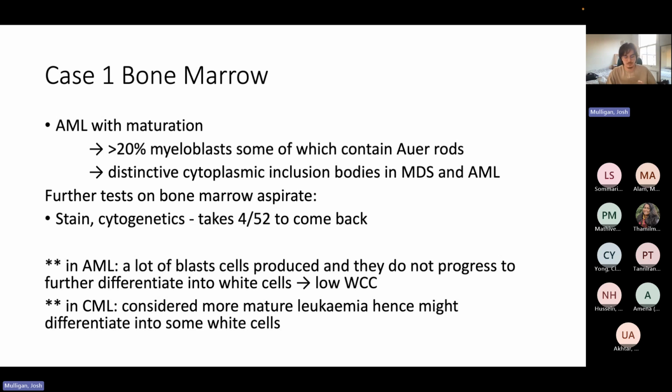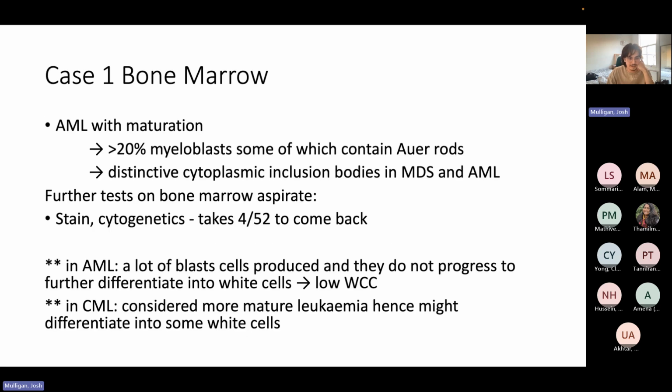So if you have a full breakdown of the white cell types and you see more blasts, you start thinking this is more acute. And if you see an approach to a more normal white cell count, this might be more chronic in nature. Obviously, the history will also be a lot different if it's acute.